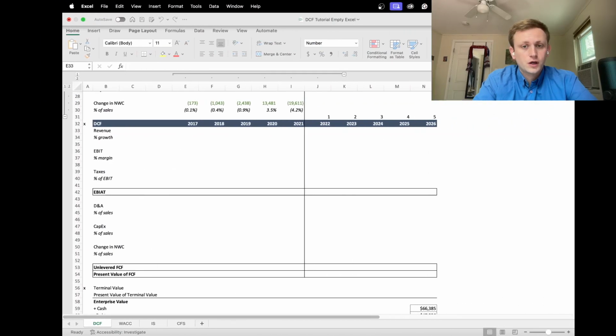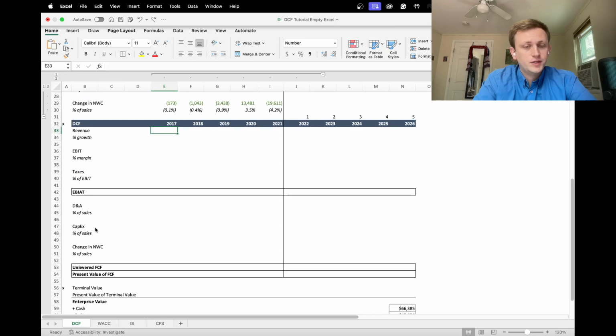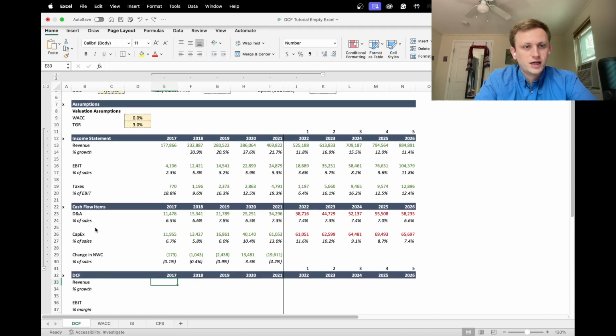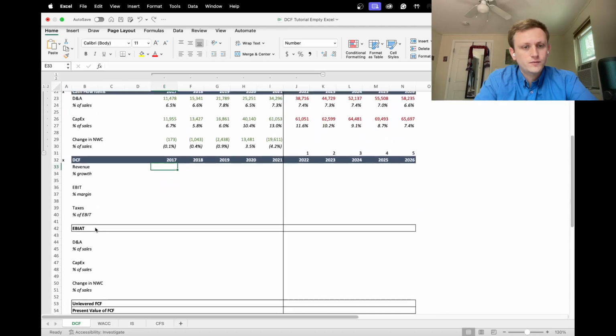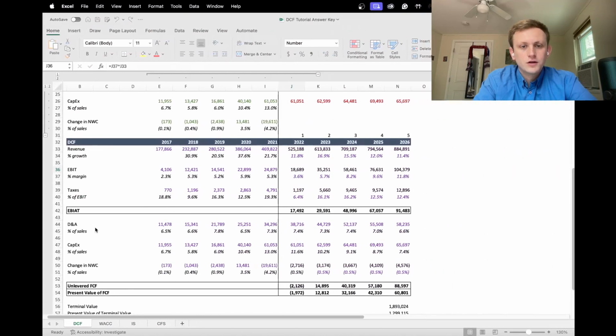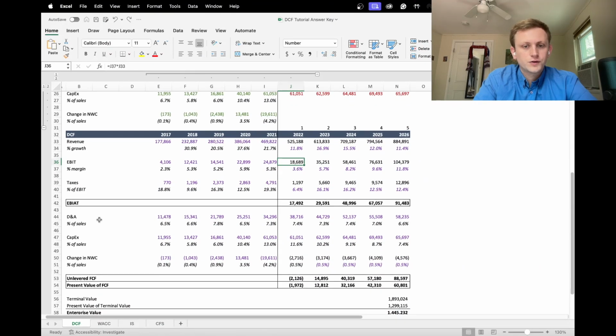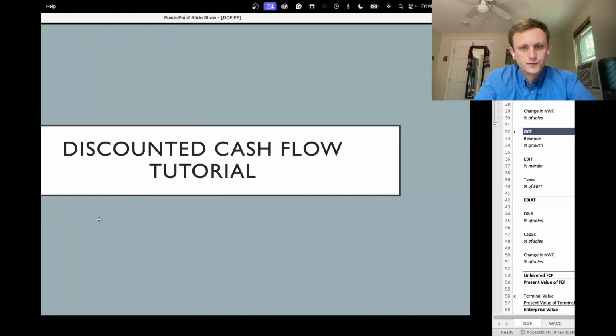So first, as you can see, I have an empty Excel sheet here, and I'm going to be filling it out, going through the DCF process step by step. Here, as you can see, I have the income statement and the cash flow items for Amazon, and here you have the completed version of the Excel sheet. So at the end, it's going to look something like this.